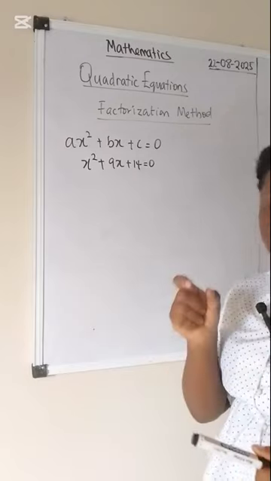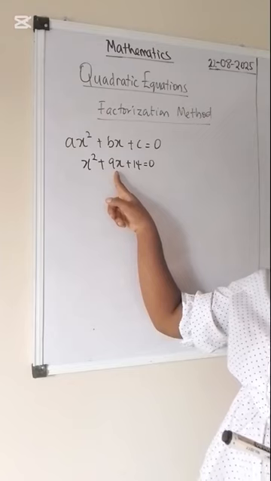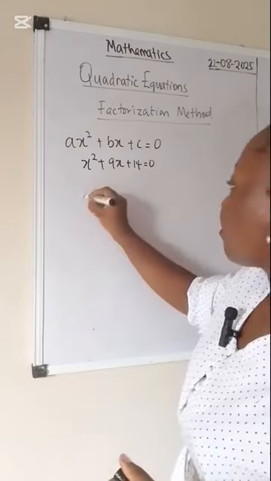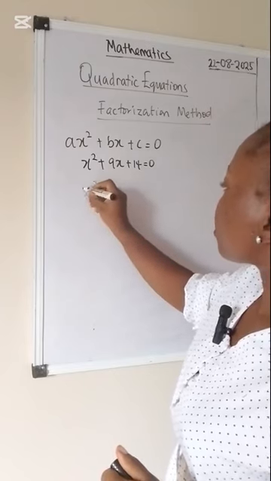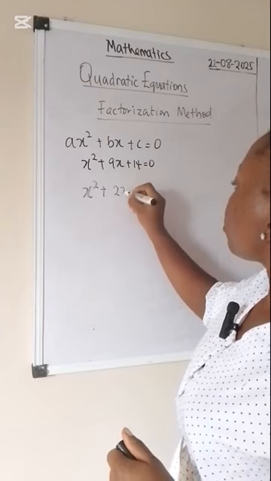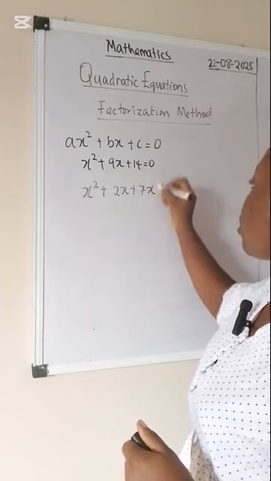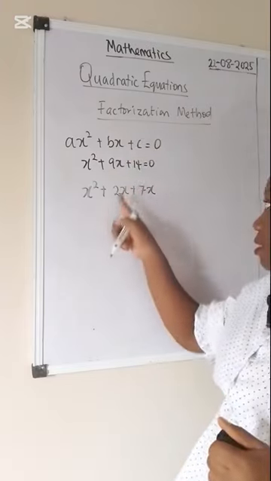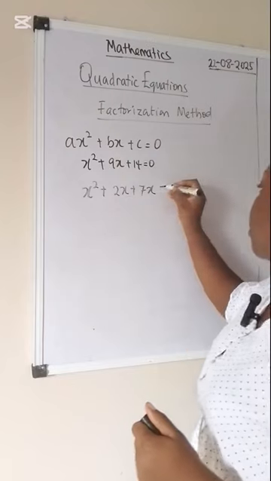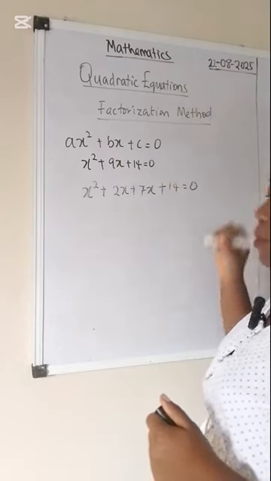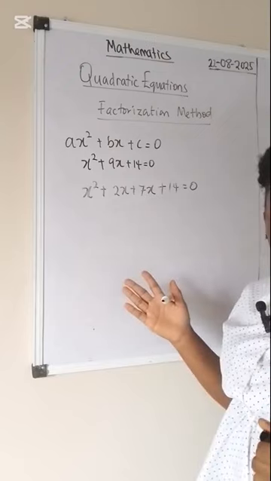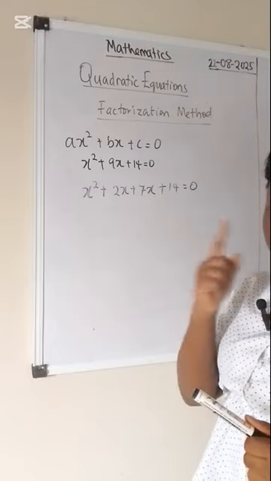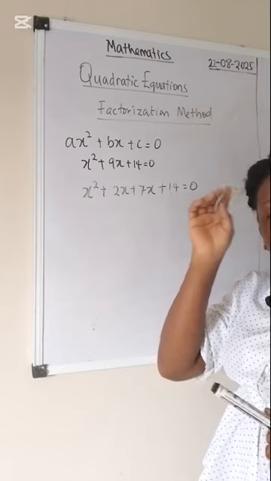Now in this case, you're going to replace the coefficient of x here with the two factors so that you have x squared plus 2x plus 7x. You're going to split this into the factors that we already got, plus 14 equals 0. I hope you are following up to this point. Step 1 is to find the factors of 14 so that if you multiply them, they give you 14, and if you add them, they give you 9.